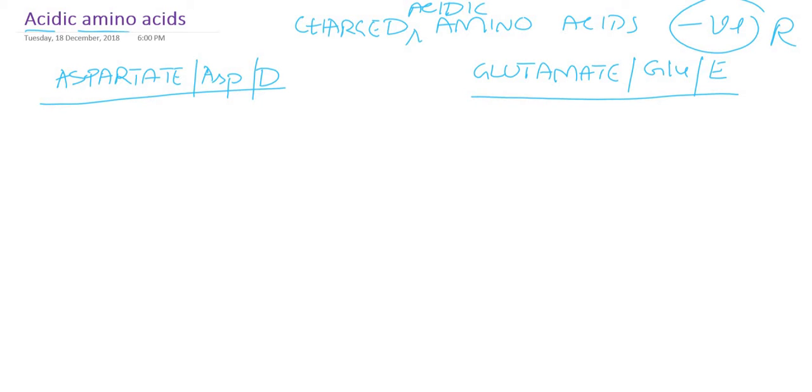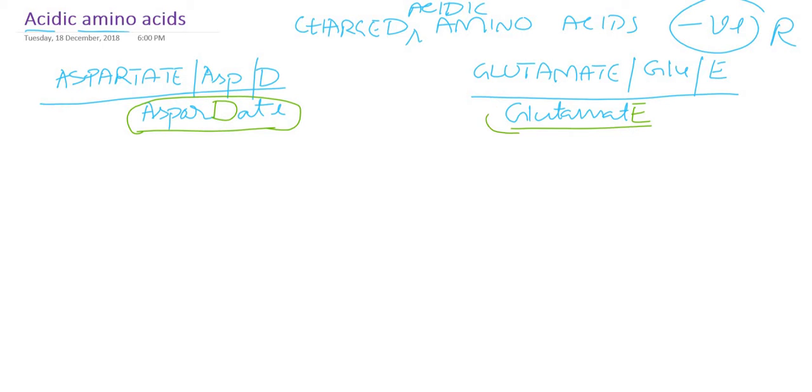So how to remember this D? Whenever you pronounce aspartic acid, in your mind you pronounce it as aspartic acid, aspartate. That is how you can remember aspartate, so the single letter abbreviation is D. Even for glutamic acid, emphasize the last letter, E. In this way you can remember. This is only to remember; there is no name given, it is only aspartate.